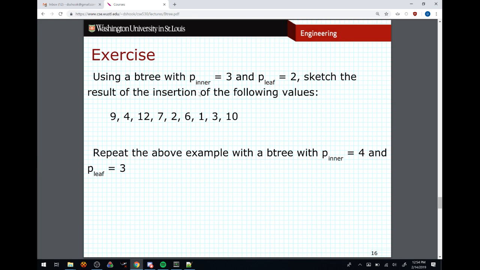Next thing I'm going to do is insert a 7, okay? So I do the search. I want the 7 to go here, but it can't. It cannot go here. So I have to make another new node. What's going to go in this node? 4 and 7. That leaves the 9 for this node.